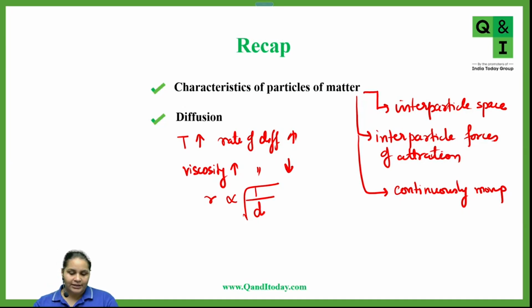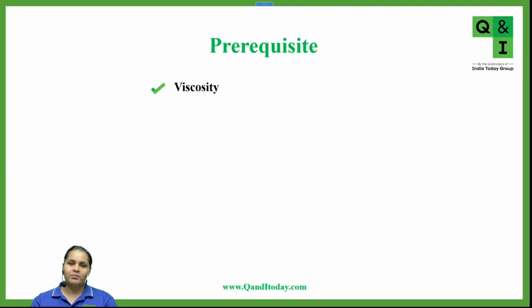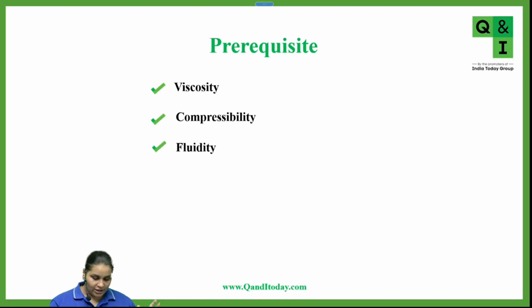Okay, so Kevin, I just asked how the rate of diffusion changes with viscosity. I said that with an increase in viscosity, the rate of diffusion decreases. So these are the things we discussed in the last session. But for today's topic, we should know these three terms. First is viscosity, second is compressibility, and third is fluidity.